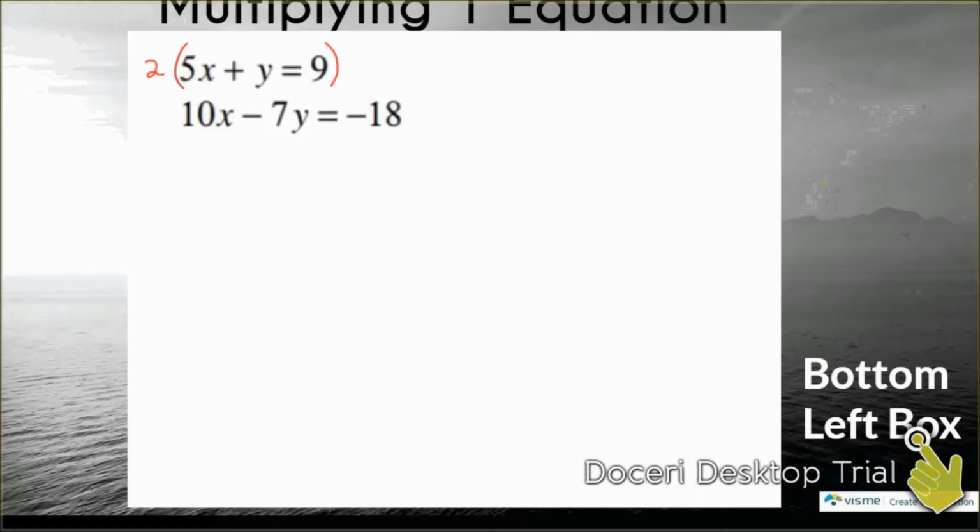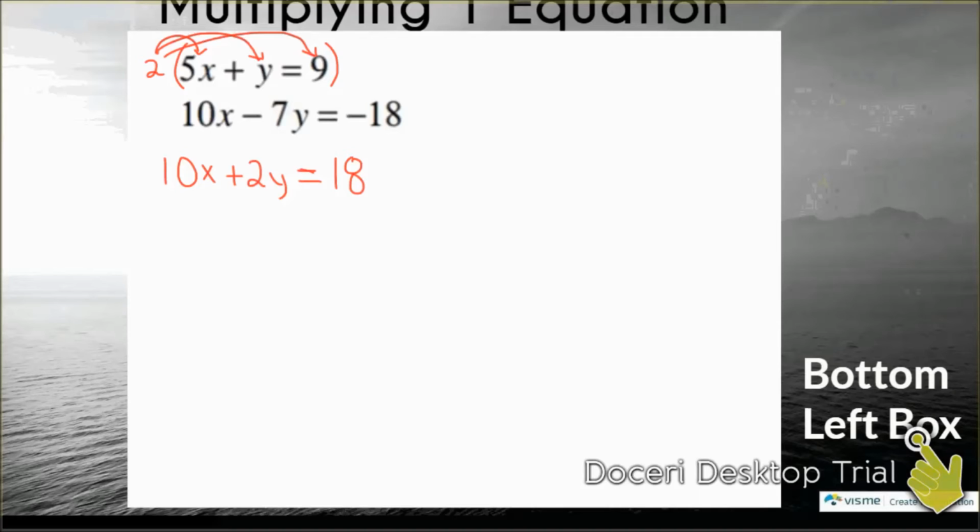So we're going to distribute 2 times 5x, and that's going to give us 10x. So as you see, I'm writing this down below. Plus, what's 2 times 1y, everybody? So that's plus 2y. And then finally, 2 times 9. Everybody, what's 2 times 9? So now I have 18.